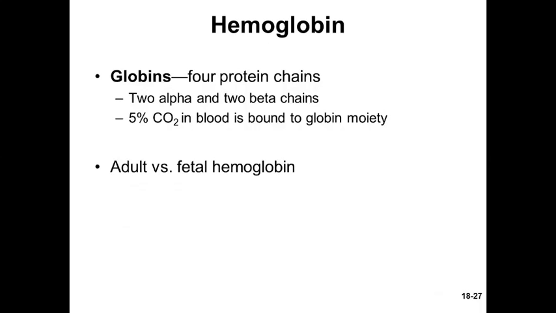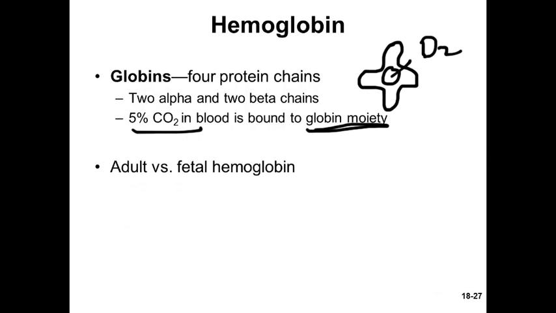Again, 2 alphas and 2 betas, and the oxygen that binds to hemoglobin does so through the iron in the heme group. But there is quite an amount of CO2 that also binds to hemoglobin, and it binds not to the heme group but to the globin moiety, the globin group itself.